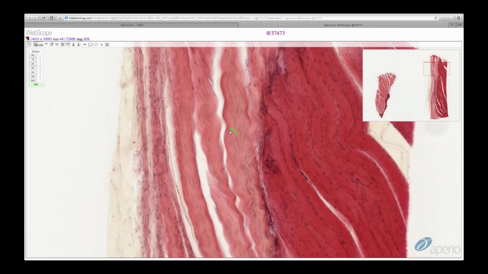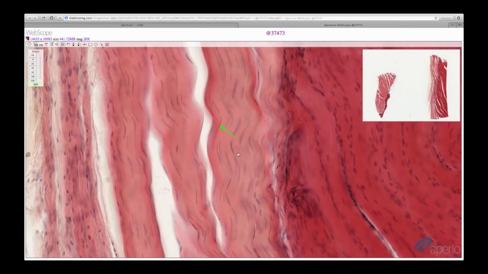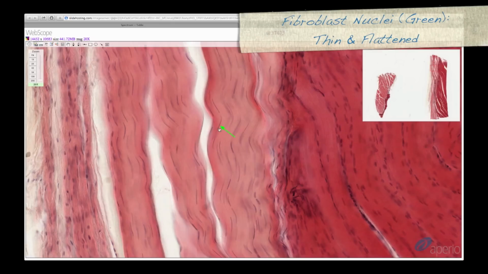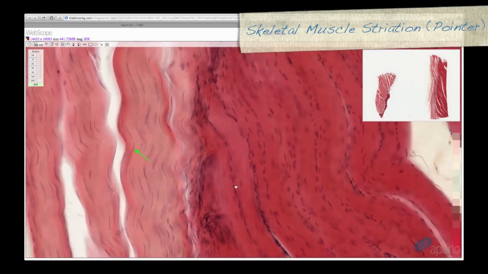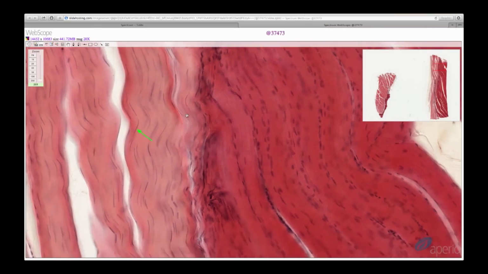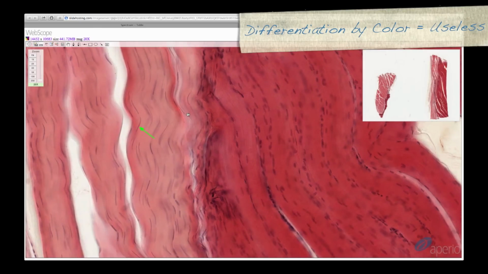The cells of the tendon are compressed by extracellular collagen bundles, leaving only the nuclei visible. One can be seen here at the tip of the green arrow. These nuclei will appear as more thin and flattened than the muscle fiber nuclei. The second factor is the striation of the skeletal muscle fibers, seen here being outlined by the pointer. Collagen fibers are not striated under the light microscope. Finally, it is absolutely critical that you do not rely on color for discrimination because the staining of muscle and tendon can differ between slides.